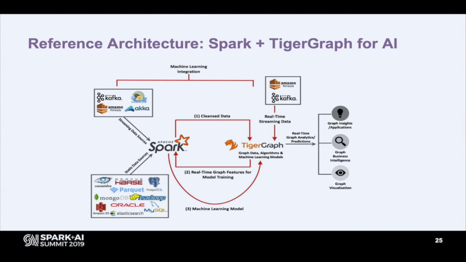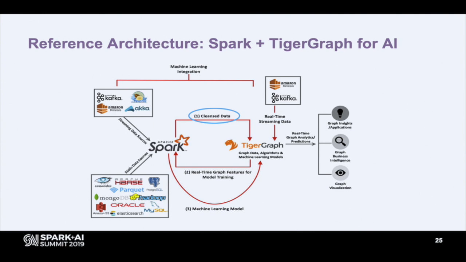So how can Spark and TigerGraph work together? The first use case is that Spark can help integrate all that data together, clean the data, transform the data, and store the interconnected data, or graph, into TigerGraph at scale. So both sides are scalable.